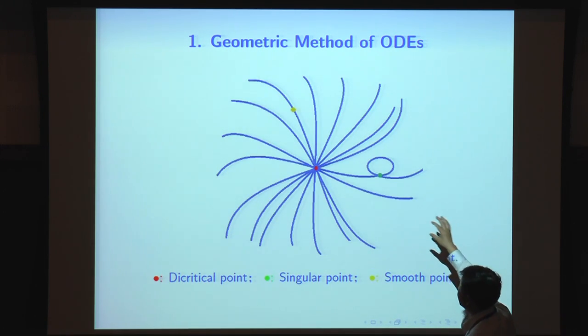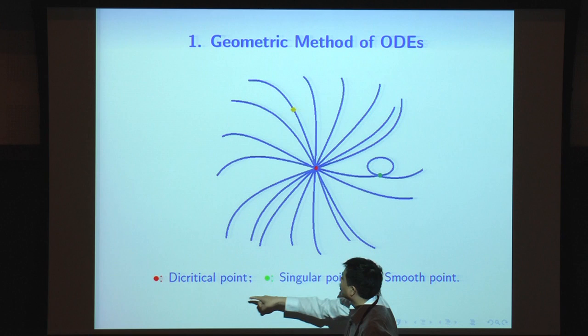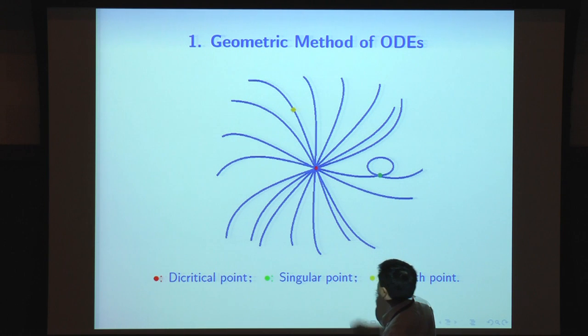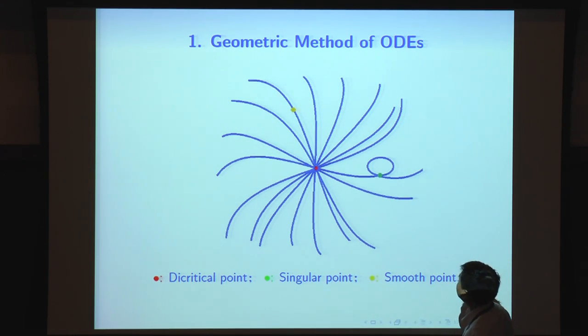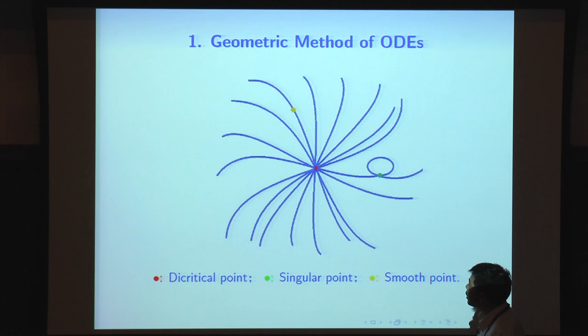This is the same picture. Here is the base point in the pencil of curves. Here we call this a dicritical point. This is the notation of Poincaré. Here is a singular point of one integral curve. So this is also a singular point. And here is a smooth point. In the family of curves case, a smooth point means a smooth point of a fiber of a curve in the family. It is not a base point. So we have the same notions.